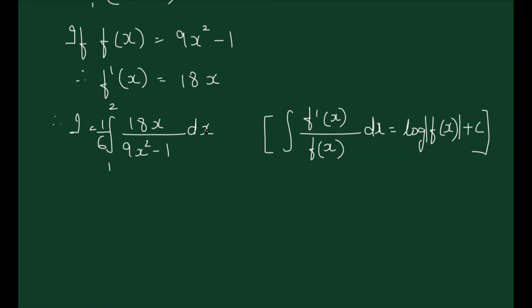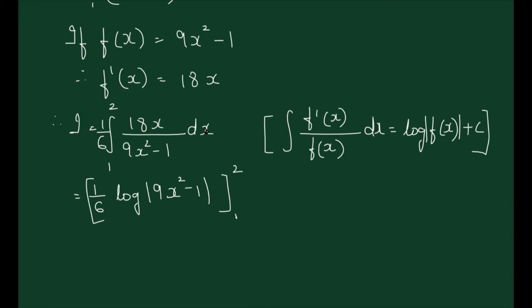And our integral is of this particular form. Therefore, we are going to get the answer as 1 upon 6 log of fx, that is the denominator, 9x square minus 1 was our fx. So 9x square minus 1 from 1 to 2, that is there.